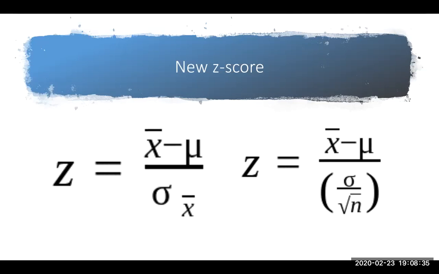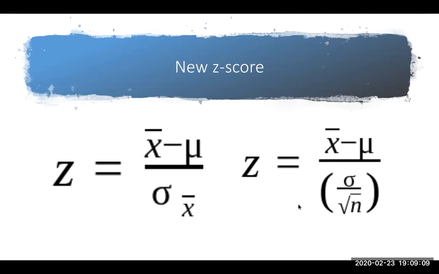It's no longer x, because now we have a set of x scores. So it's going to be x bar minus mu divided by the standard deviation for the distribution of means. Now, to make this easier for us to compute, this ultimately is going to be the calculation that we do, because this in the denominator here is the standard deviation for the distribution of means. So ultimately, this is going to be our z-score calculation. It is going to be x bar minus mu divided by standard deviation divided by the square root of n.